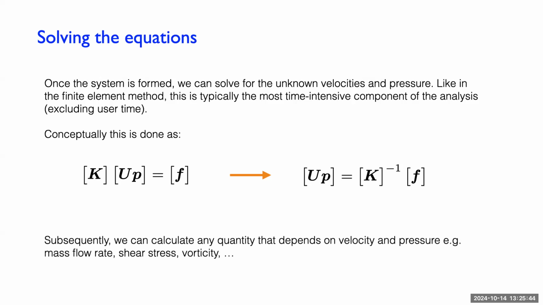Once you have velocity and pressure, then you can calculate things like the shear stress, which is a gradient of velocity, for example, or mass flow rates, or forces on a boundary, or vorticity. They're all a function of our primary unknowns, velocity and pressure.